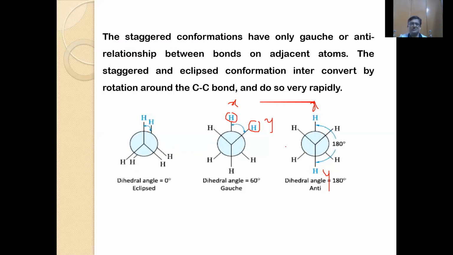Among these, which one is more stable? If all groups are away from each other, that becomes usually stable. Other than hydrogens, if any other group is present in the structure, then say for example X and X, they are somewhat nearer to each other, here it is stable than this eclipsed form. But however, if X and Y are in opposite direction, then again this is more stable than this, because the groups are far away from each other, they cannot exhibit any steric repulsion.